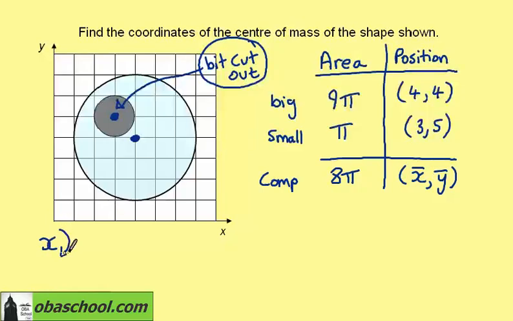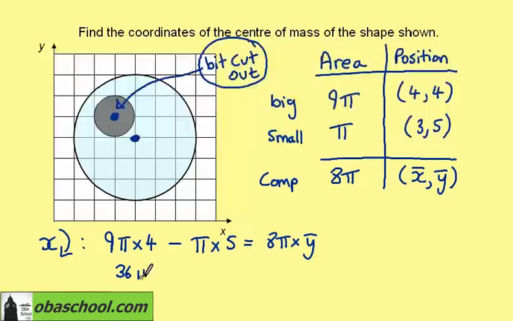If we now take moments about the x-axis, we're going to get 9 pi times 4, take away pi times 5, and that must be equal to 8 pi times y bar. Remember, the individual moments of each part of the composite shape must be the same as the moment of the composite shape.